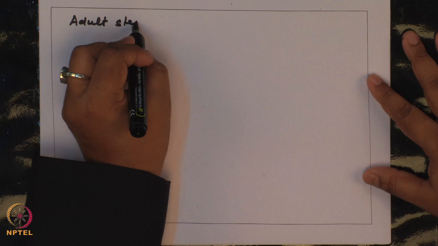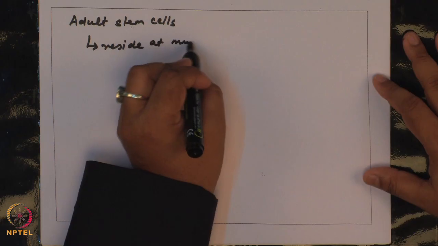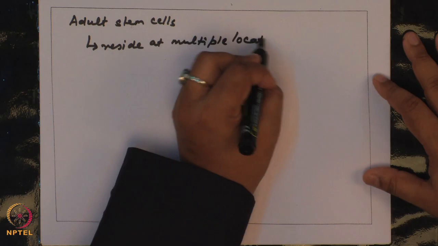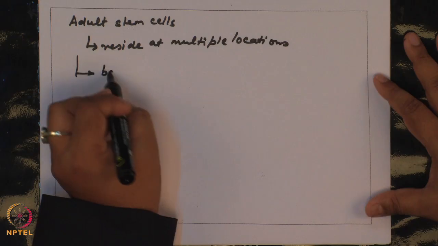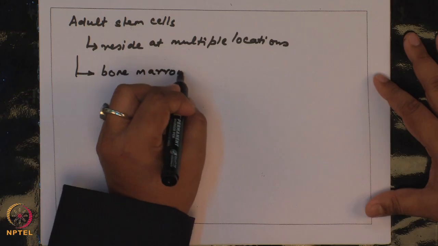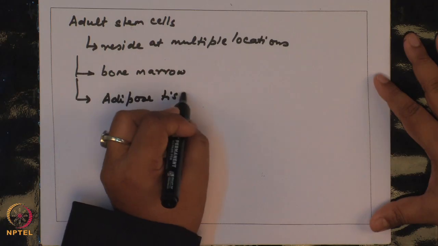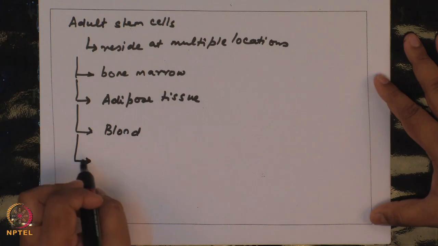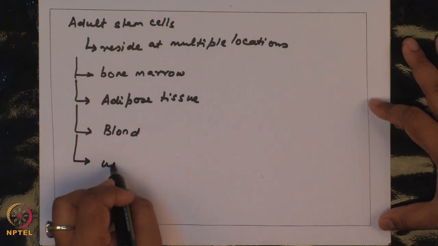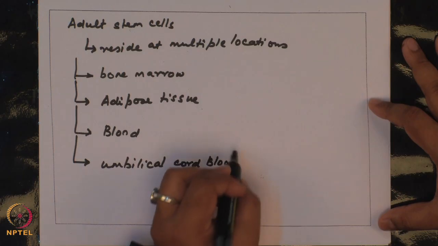In contrast, you have adult stem cells. These stem cells reside at multiple locations, and you can isolate adult stem cells from bone marrow, from adipose tissue, from blood, or from the umbilical cord, which is right after birth.